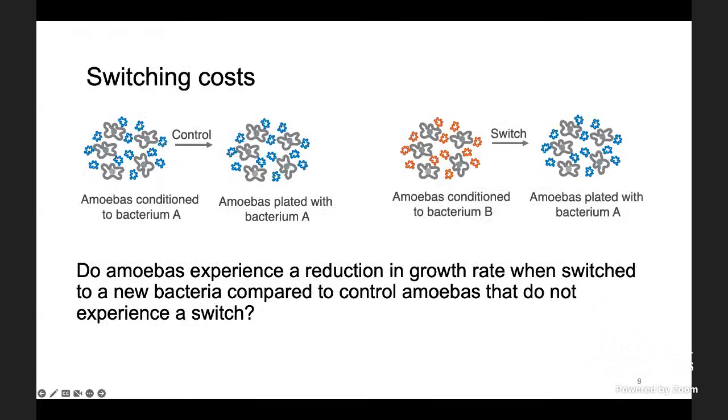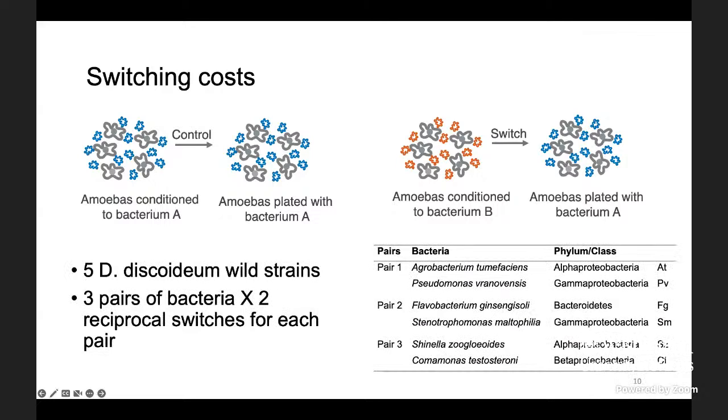Basically, over there you have amoebas that are conditioned to bacterium A. They are plated with bacterium A, and those are the controls for the experiment. And the switches are amoebas that are conditioned to bacterium B, and then plated with bacterium A. So these guys are experiencing a switch. And now we want to see how many amoebas are there after 3 hours from setup in this experiment. I did this experiment on 5 Dicty strains, and I did this on 3 pairs of bacteria with 2 reciprocal switches, which means I looked at 6 different switches in total.